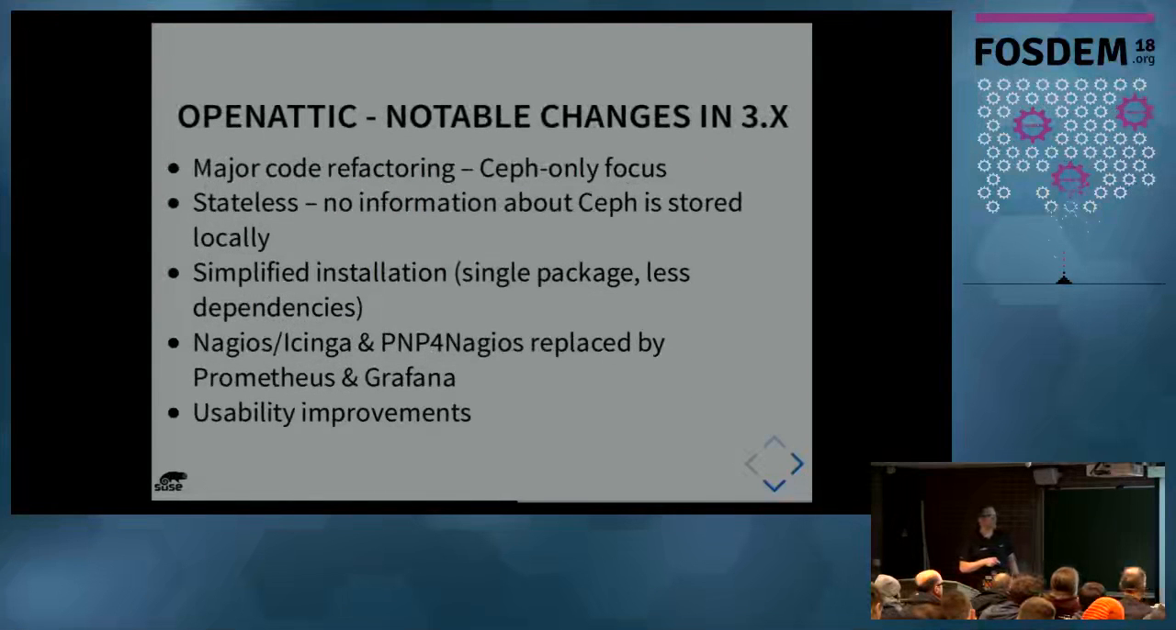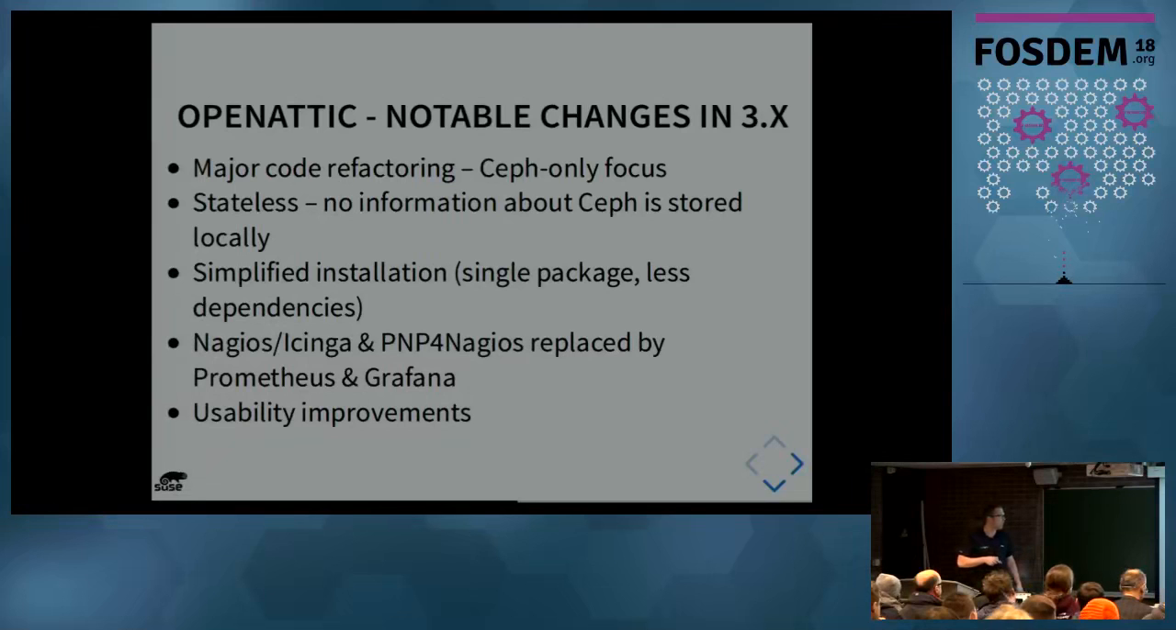Notable changes in 3.x, I guess that was a big step forward. We refactored the whole code base. As I mentioned before, with 2.x it was still possible to also manage local storage. That means openATTIC was initially built to be a local storage UI to set up LVM, NFS shares, iSCSI, all these kinds of things. We removed all of this code within the 3.x release and the new branches, and we refactored so it now supports Ceph only. There's no traditional support anymore.